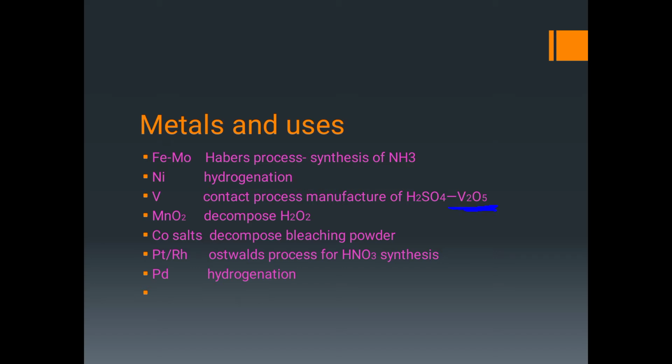Now MnO2 is used to decompose hydrogen peroxide. Cobalt salts are used to decompose bleaching powder. Platinum and rhodium are used in the Ostwald's process for nitric acid synthesis. And again, palladium is used for hydrogenation.